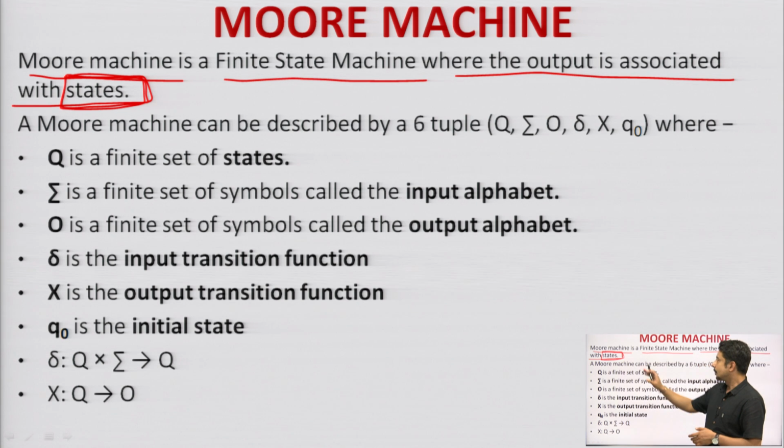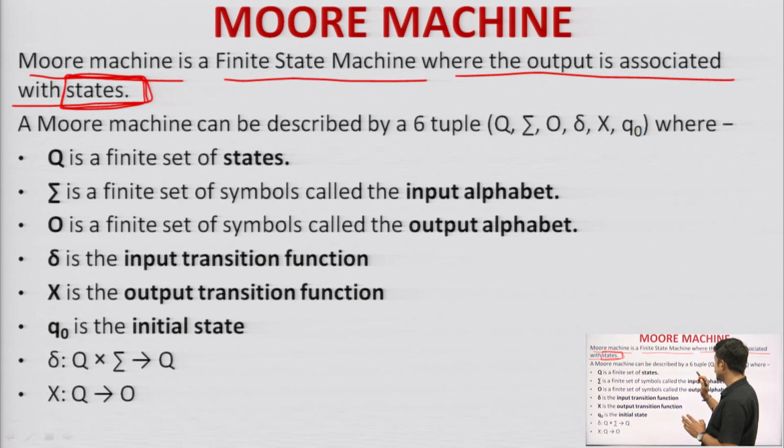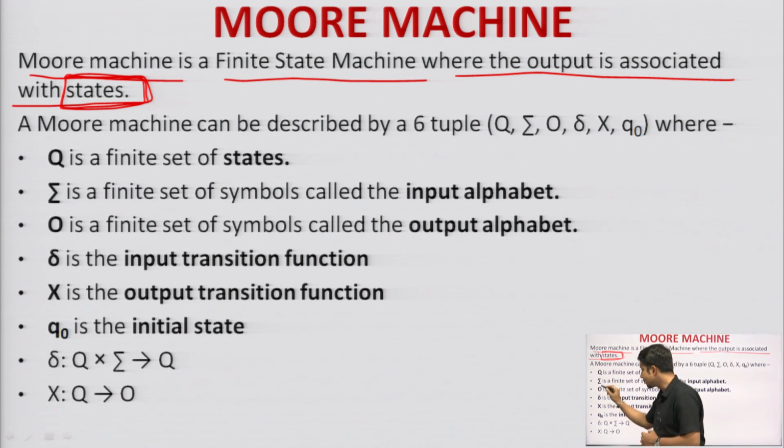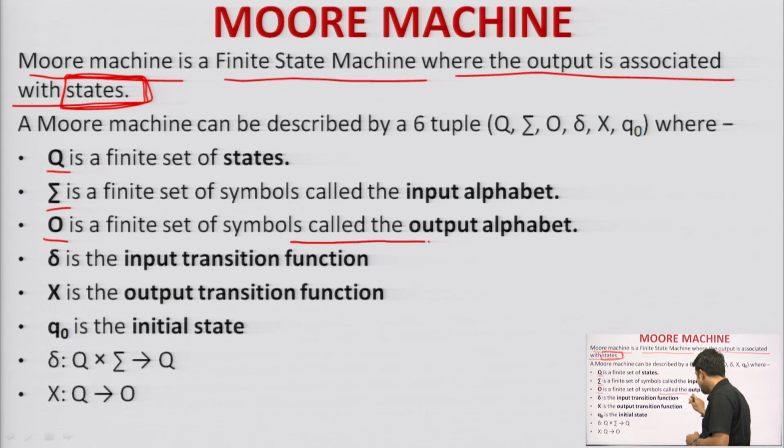So, with states. Therefore, if we look into the formal description of a Moore machine, it is divided into not 5 tuples, but 6 tuples. Why one extra? The extra one is for the output transition. Let us check what the tuples are. First one is Q, which we already know is the finite set of states, sigma, which we already know is the finite set of input alphabets or symbols, then O. This is a new symbol that you are getting. O is a finite set of symbols called the output alphabet.